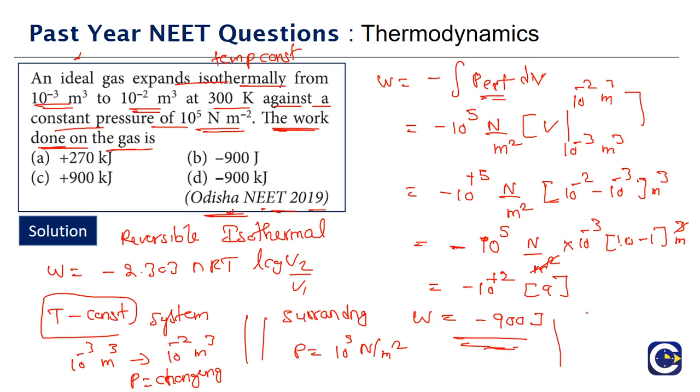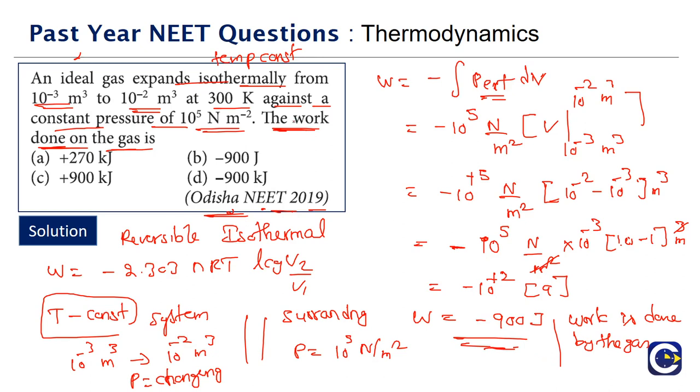previous problem also, W negative means what? This much of work is done by the gas. So always W negative represents what? Work is done by the gas. Energy loss means 900 joules of work is done by the gas.